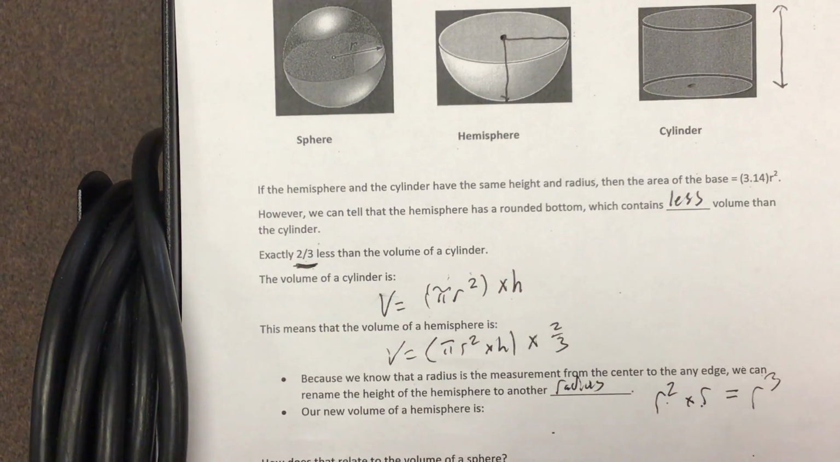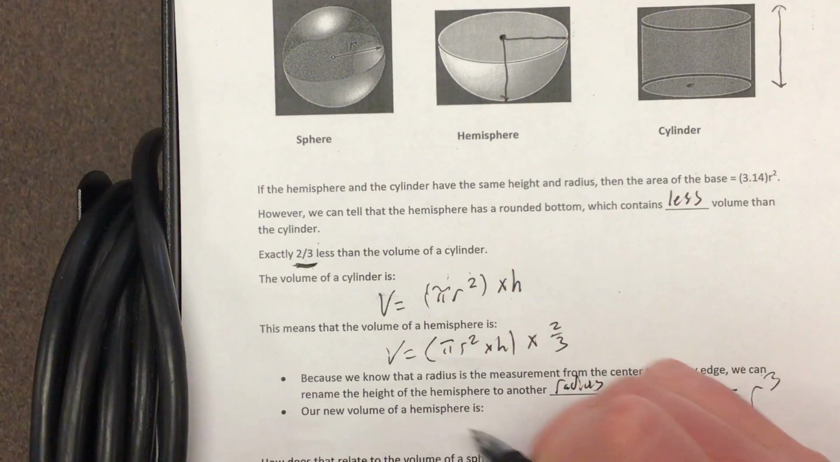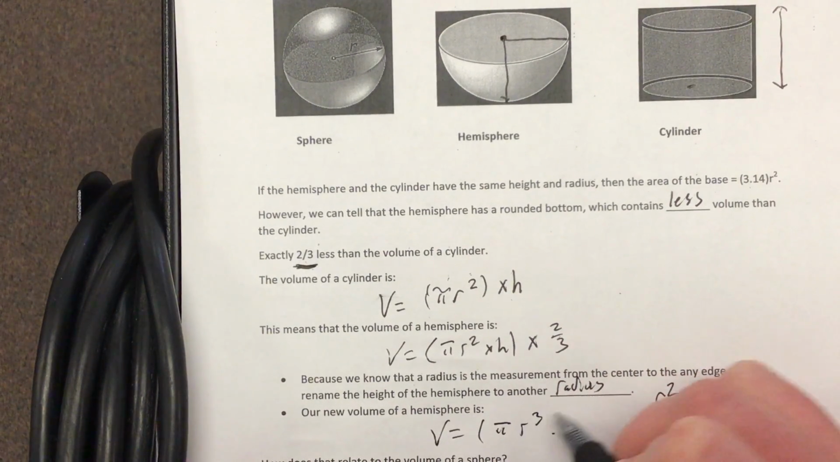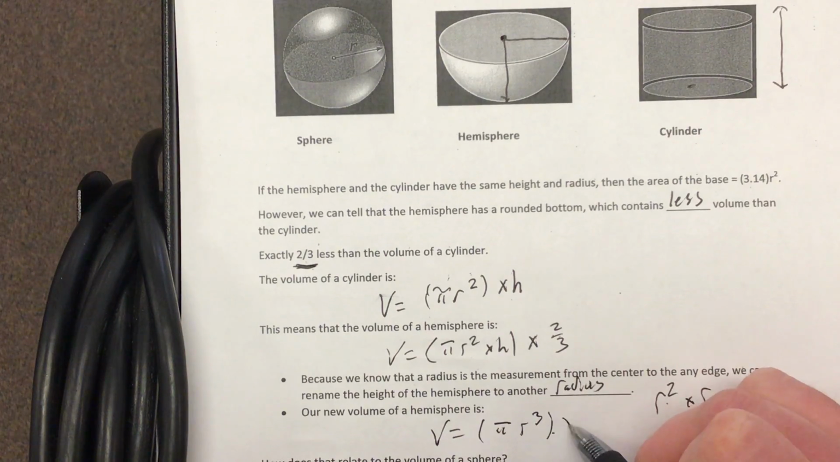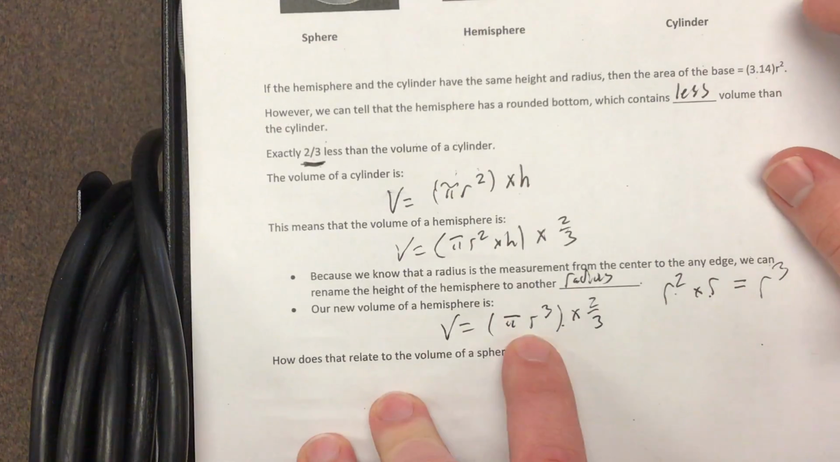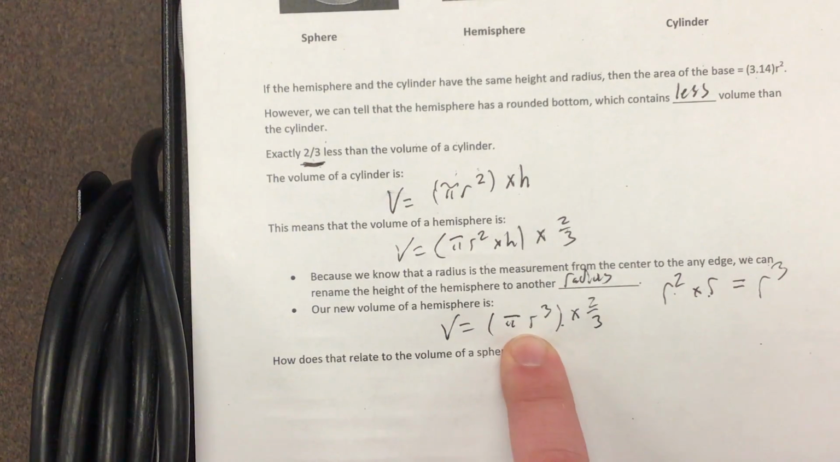So now our new volume formula for the hemisphere is pi times radius cubed times 2/3. See where that comes from?